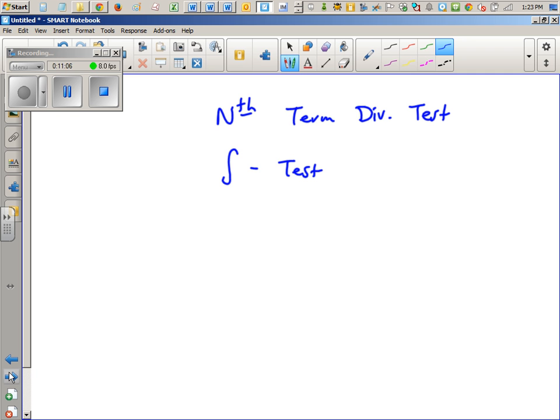The next test we learned was the DCT, where you compare a series to a series you've already studied, like a G series or a P series. And then the next one we learned was the limit comparison test, where you're comparing two series, okay, to see which one grows faster. Or, I'm sorry, you're trying to compare two series with the expectation that maybe they grow the same. So, all of these have different outcomes.